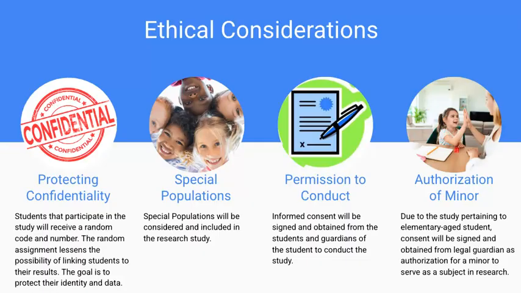Permission to conduct. Informed consent will be signed and obtained from students and the guardians of the student to conduct the study. Authorization of minor. Due to the study pertaining to elementary age students, consent will be signed and obtained from legal guardians as authorization for a minor to serve as a subject in the research.